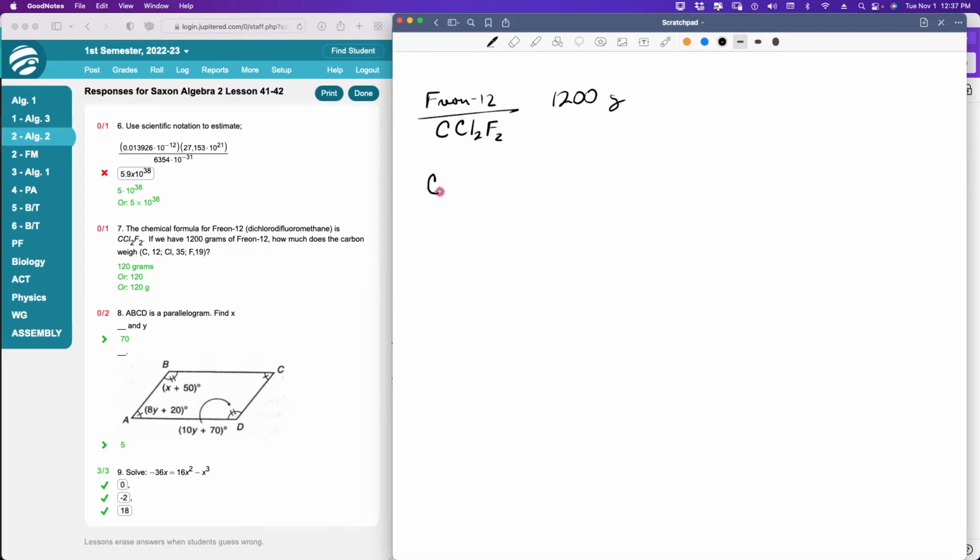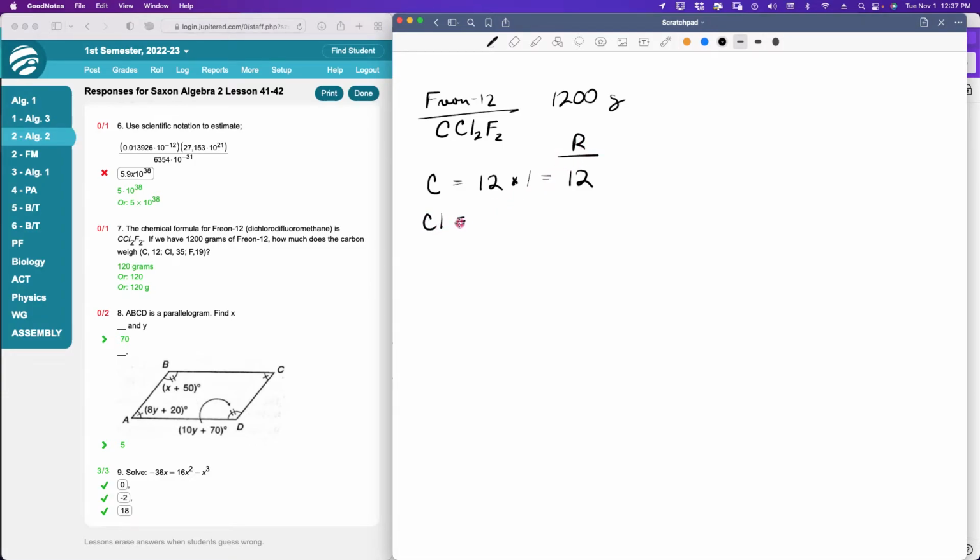So carbon, it tells me right here, is equal to 12 grams. And there's only 1 atom of carbon. When there's no number, it means 1. So times 1 is equal to 12. Right? This is our rate.